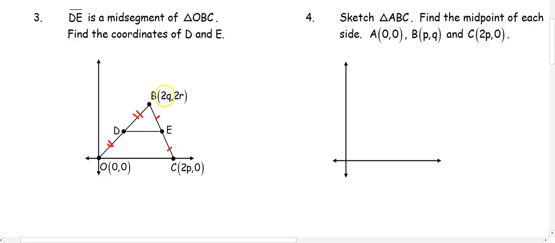So I need to look at what's between 2q and 0, because remember when we do the midpoint, your x's are added together and divided by 2, and your y's are added together and divided by 2. So when I do that, 0 plus 2q is 2q divided by 2 is q, and the same thing gets me r. So I have q, r as my D coordinate.